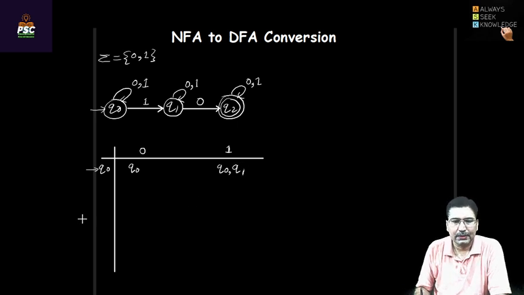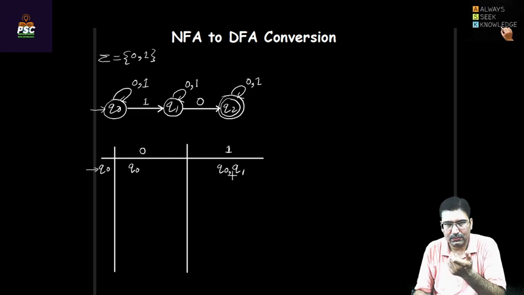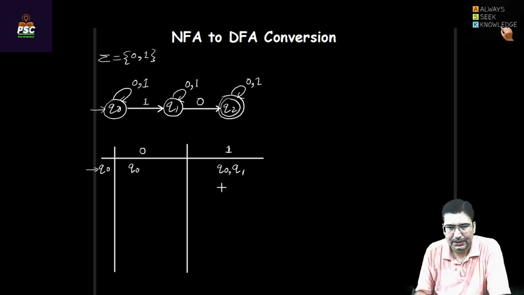Now in this table, we need to write the transitions for each and every set of states we get here. Whatever states we achieve here, we write the transitions for them. In the very first row we got Q0, whose transitions we have already mentioned. Now we need to consider Q0 and Q1 as one combined state, and write the transitions for Q0, Q1.